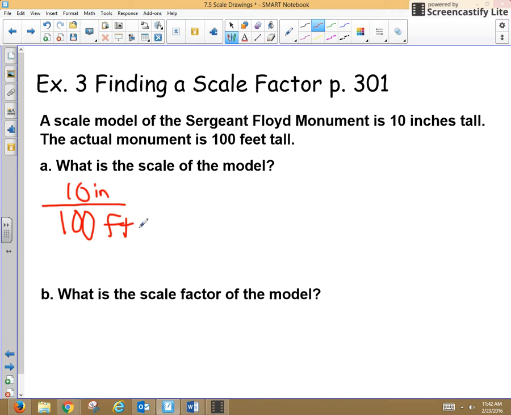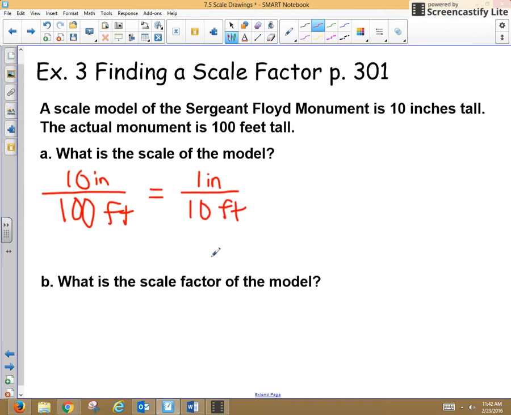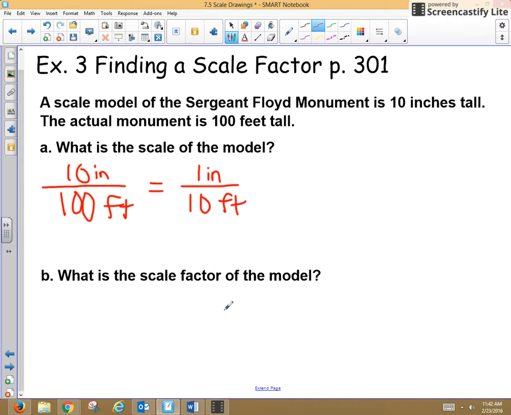Now, the scale of this model, when I reduce it, is 1 inch for every 10 feet. All I do is write an equivalent fraction by reducing it. Now it says, what is the scale factor of the model? Well, we need to write the scale with the same units. So since I'm comparing inches to feet, I know there are 12 inches in 1 foot.